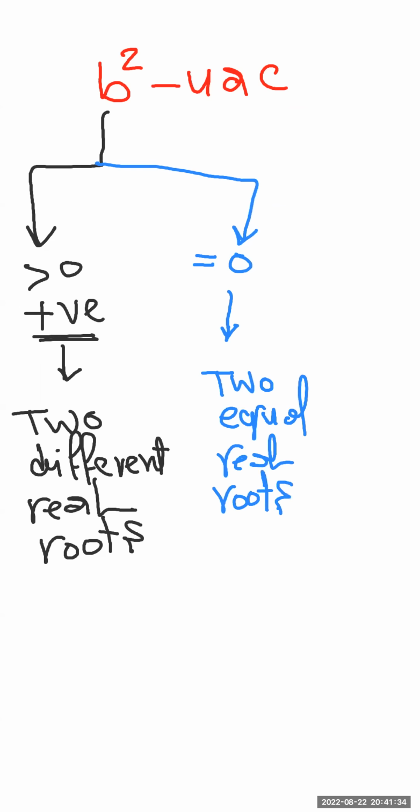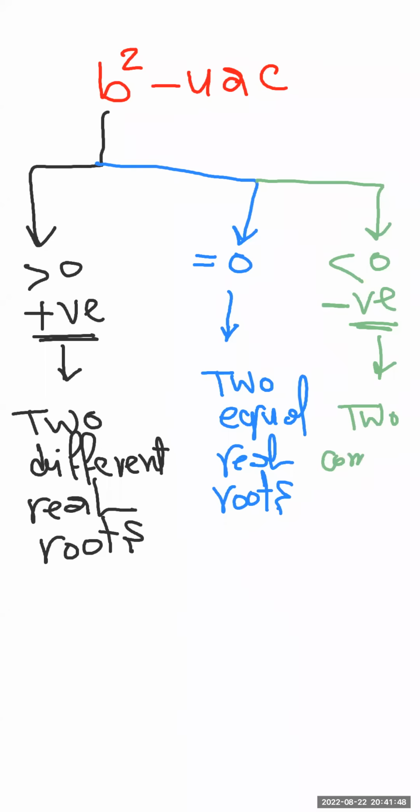The last case, of course, if the discriminant is smaller than 0, or in other words, a negative value. So in this case, two complex and non-real roots. Complex and non-real, so this means there's an imaginary part. Okay? So now, two complex and non-real roots.